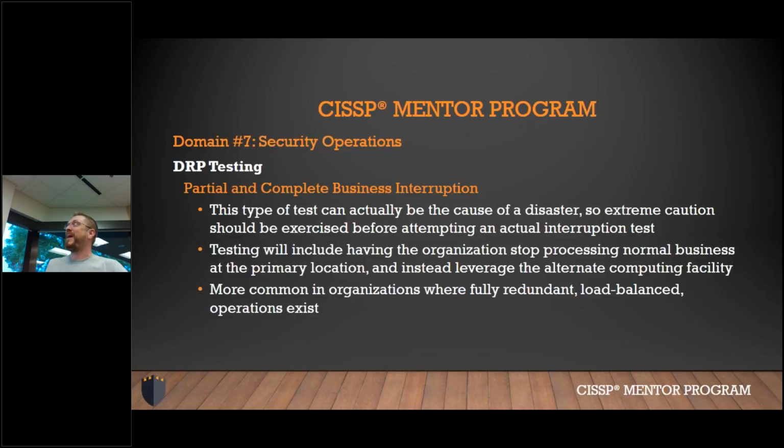So testing is going to have you stop processing normal business at the primary and leverage the alternate computing facility. This is where you're going to have a fully redundant load balanced operation. So that really makes the most sense. We're going to cut it off at one and start at the other. How much downtime can you afford to switch over? Well, typically that's going to be real time, in that redundant situation.